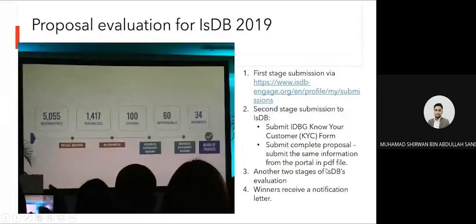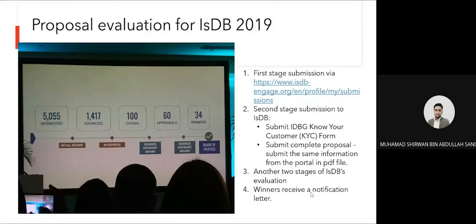Okay, and then if you are lucky, you will get two stages of SDB evaluation. This one they will not tell you, but afterward, those winners, the 34 winners, will receive an email stating that you have been selected as the winner. So this is in the case of ISDB 2019.